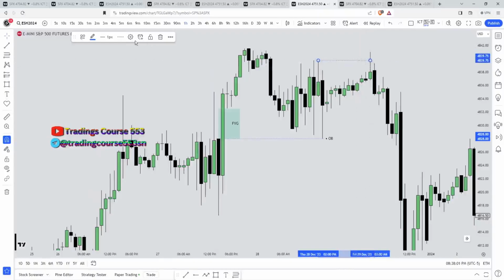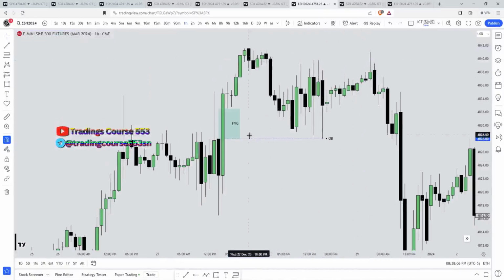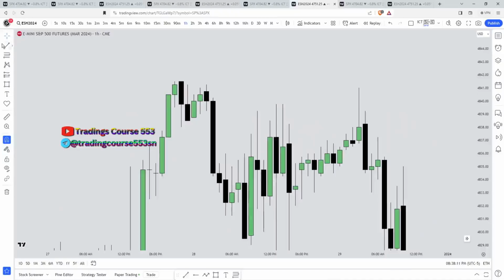So since the draw on liquidity was lower, it only takes out this little small short-term high in here before dropping lower. But this is an example of a bullish order block. If we look up here, here's an example of a bearish order block.